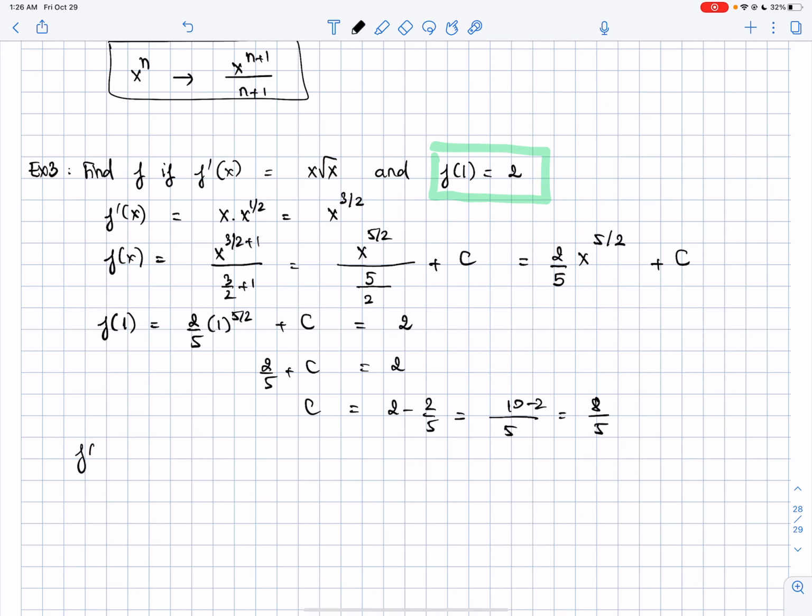Now the specific antiderivative function will be 2 over 5 x to the 5 over 2, plugging in c as 8 over 5.